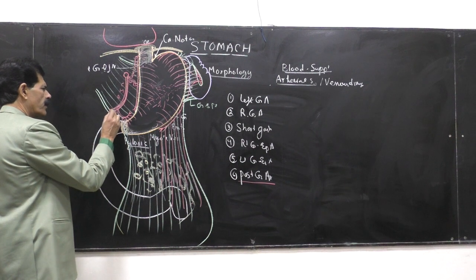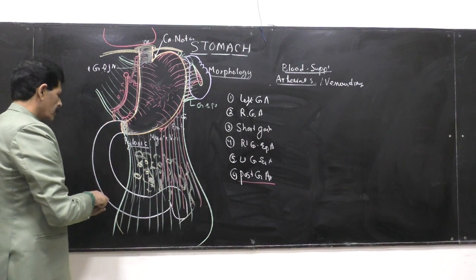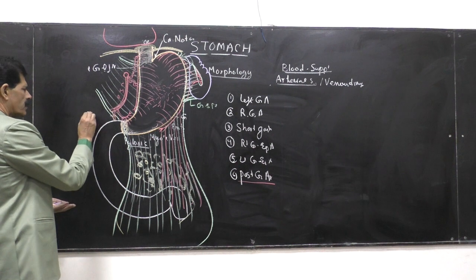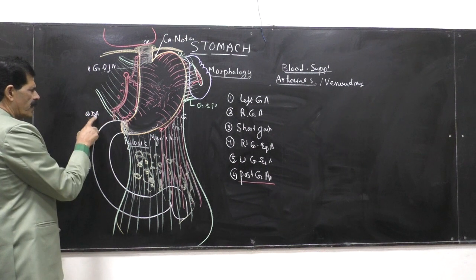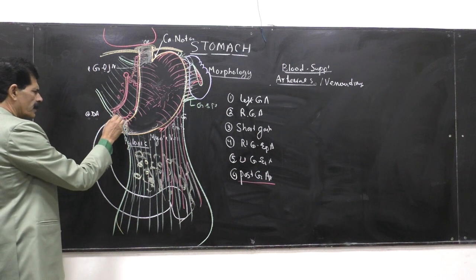The gastroduodenal artery. This is called the gastroduodenal artery, which means it has to supply the duodenum and the stomach. So the gastroduodenal artery then comes and it has got two branches.